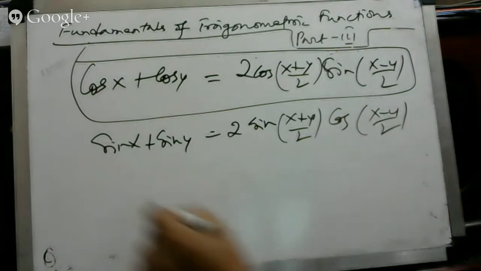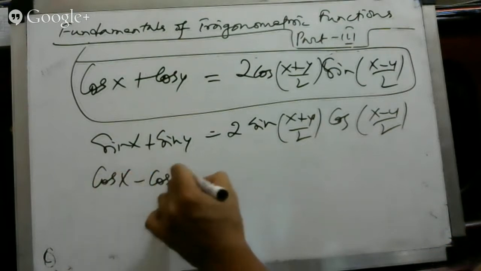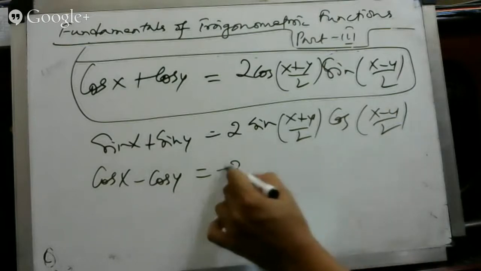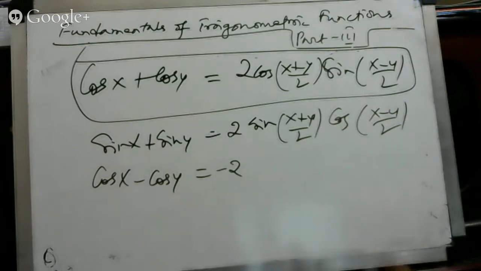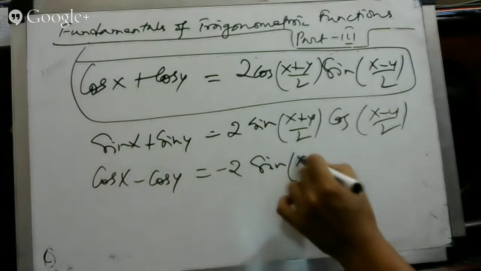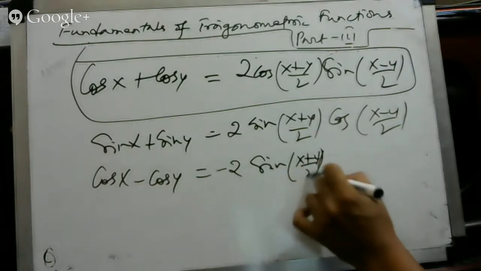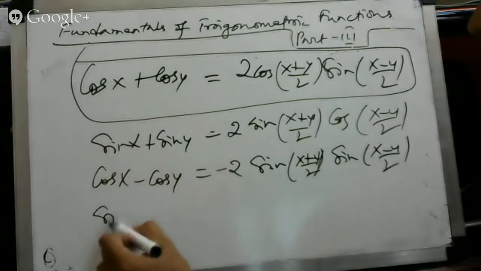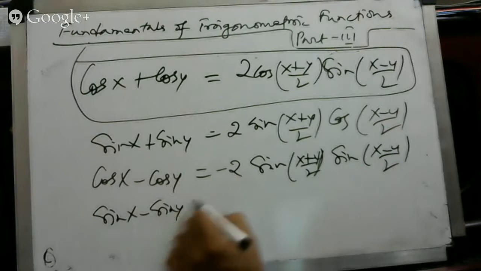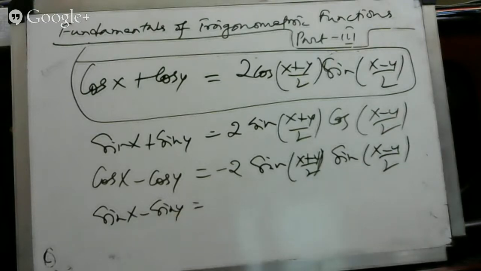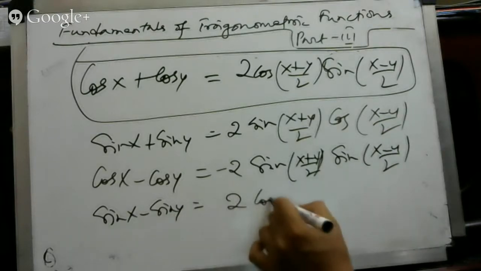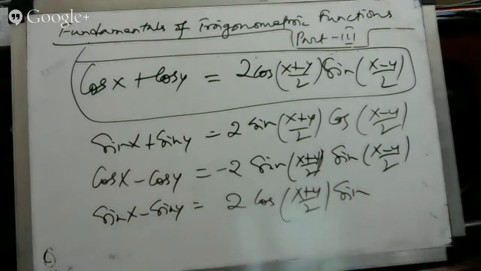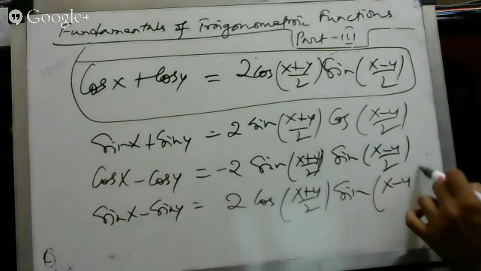and then cos x minus cos y is equal to minus 2 sine of (x plus y) divided by 2 sine of (x minus y) divided by 2, and sine x minus sine y is equal to 2 cos of (x plus y) divided by 2 sine of (x minus y) divided by 2.